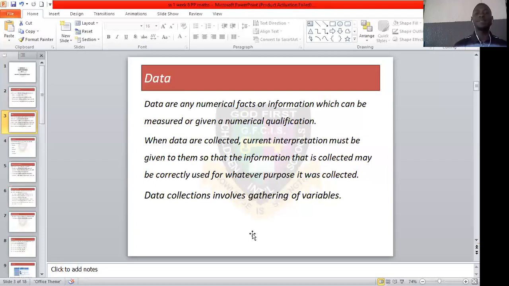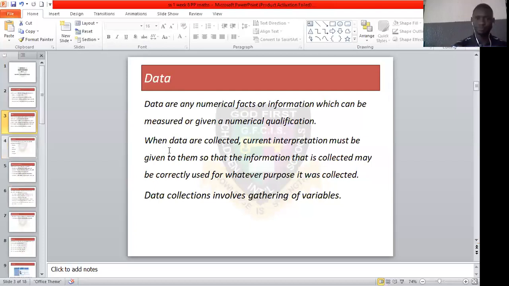Data collection involves gathering of variables. It could be age, it could be numbers, it could be height. It's a collection of variables collected. Let's say we are coming to the class now. How many students are offering the variables there in the class? How many students are offering economics? You look at those variables, Greek. You look at biology, mathematics. So it involves gathering of variables.